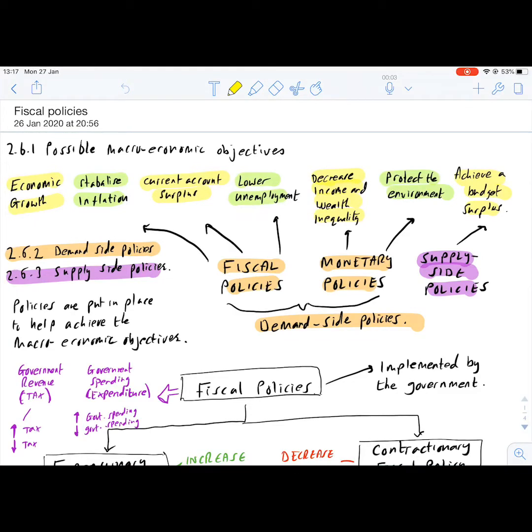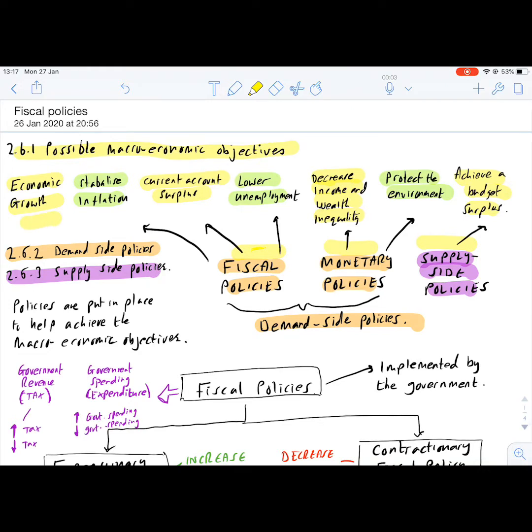Hello, this is a video introducing you to policies. If you can see here, there are three types of policies: fiscal policies, monetary policies and supply side policies. Now, all of these policies help the economy to achieve the macroeconomic objectives. So for example, fiscal policies may be put in place to increase economic growth.